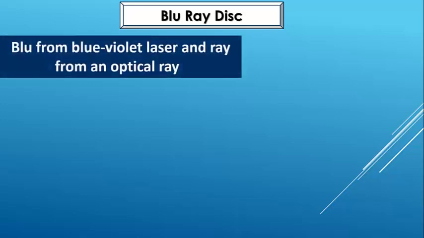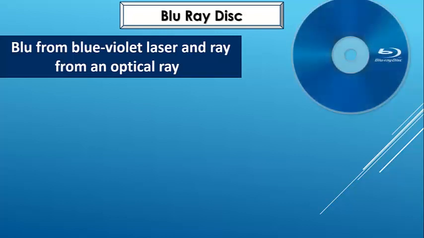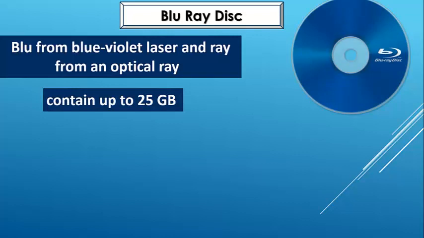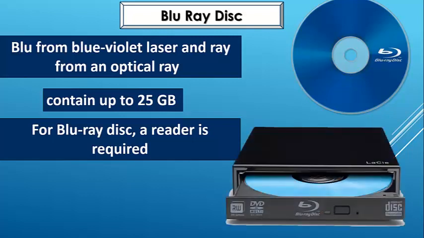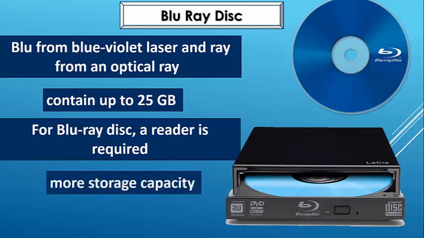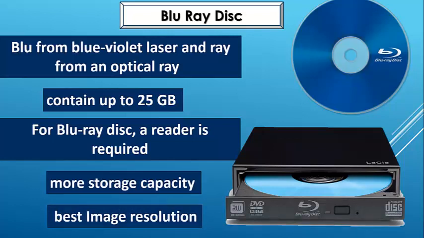Fifth is the BluRay disk. The name BluRay is derived from the technology that is used to read the disk: blue from the blue-violet laser and ray from an optical ray. A BluRay disk looks similar to a CD or a DVD, but can contain up to 25 gigabytes of data. To use a BluRay disk, a reader is required. Some higher models of laptop have a BluRay reader. Users prefer BluRay disks because they have more storage capacity, a lot more than DVDs, and the best image resolution, which just means how your picture looks.